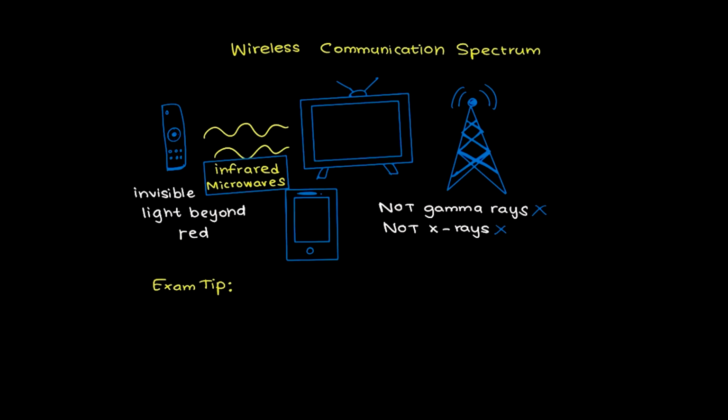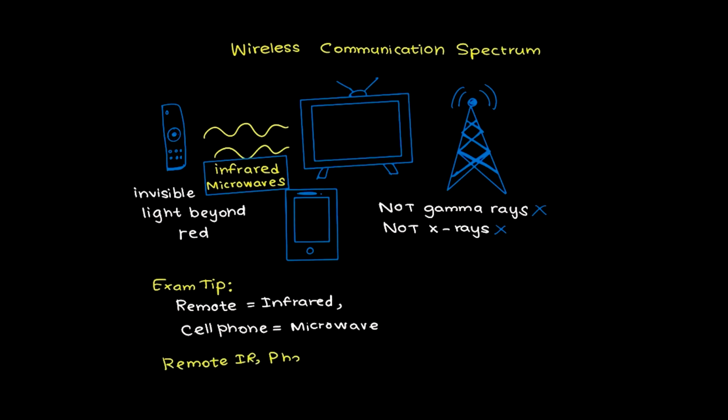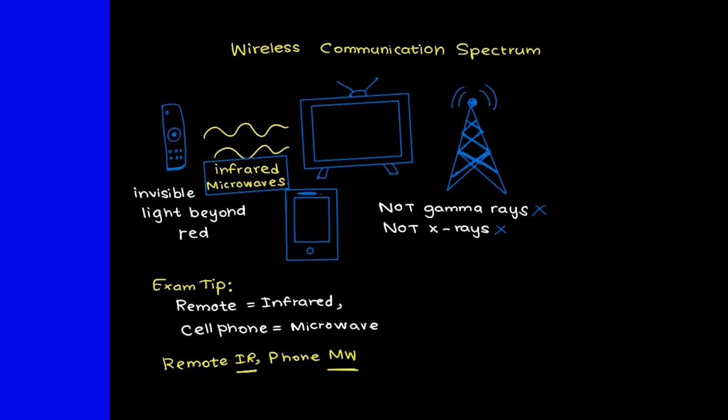Here's a WGU C165 OA exam tip for you. Remote controls use infrared, cell phones use microwaves. Both are low energy, safe portions of the spectrum for everyday wireless communication. Quick recall hook: remote infrared, phone microwave, common devices, specific spectrum regions.